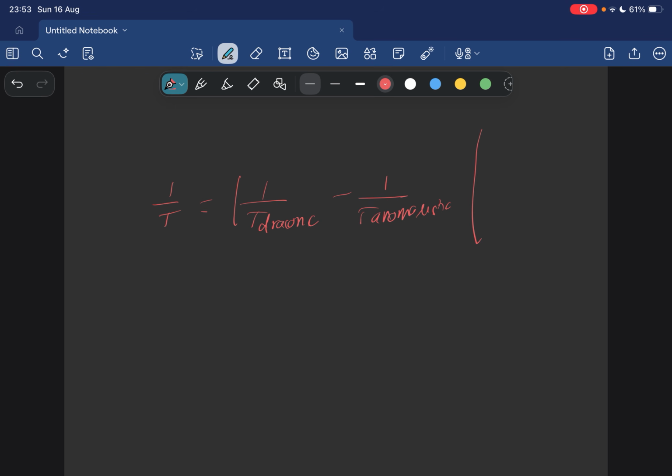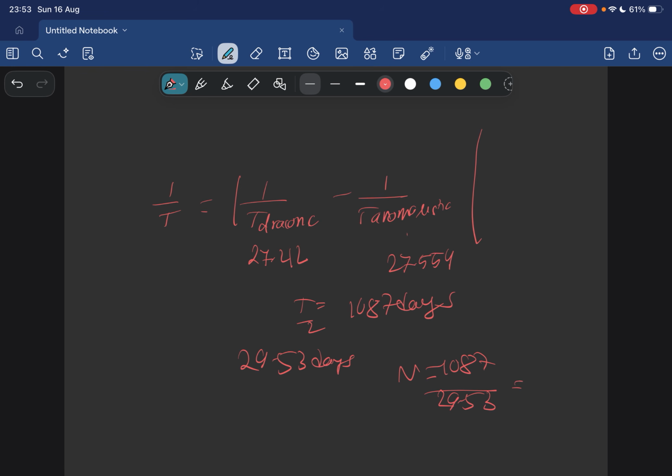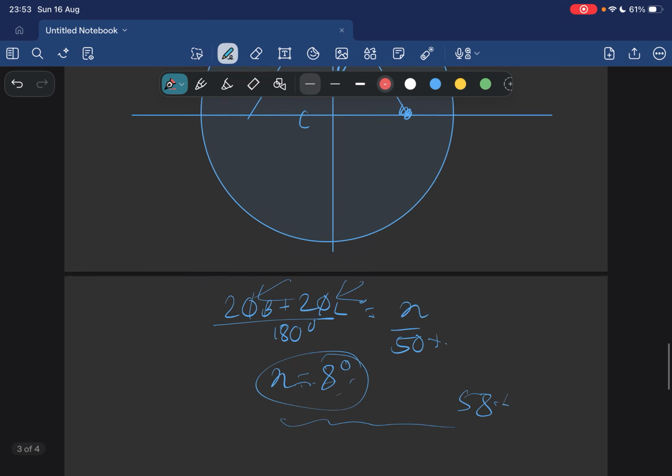The period of the draconic month is 27.212 days, while this one is going to be 27.554 days. Just substitute the values and you will get T equals 1087 days. Convert it using the synodic month, which is 29.53 days. You will get n equals 1087 divided by 29.53, which is 36.81 months, and this is about 3 years for an observer to see the entire libration surface determined in part C.